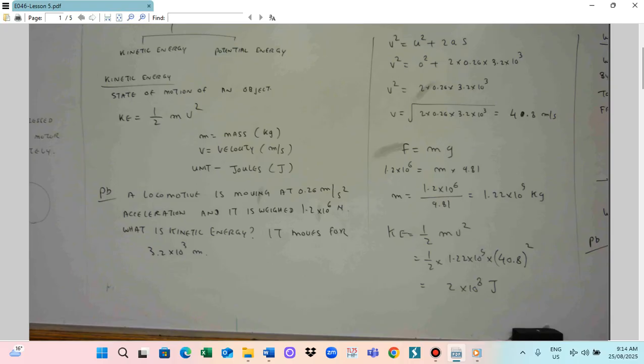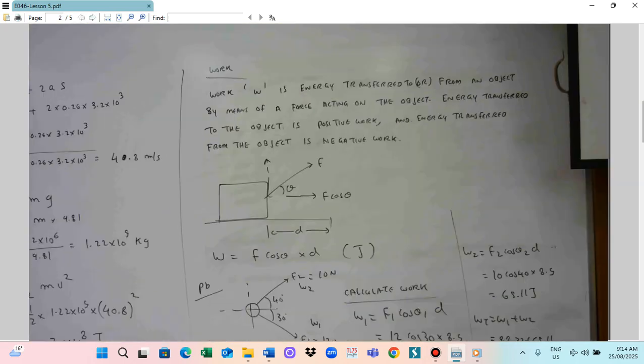And after that, you can calculate the KE, kinetic energy. So half into m v square. Half into mass, which is 1.22 into 10 power 5, and velocity squared, 40.8 square. By solving this, the kinetic energy will be 2 into 10 power 8 joules. So this is the way we can calculate the kinetic energy.